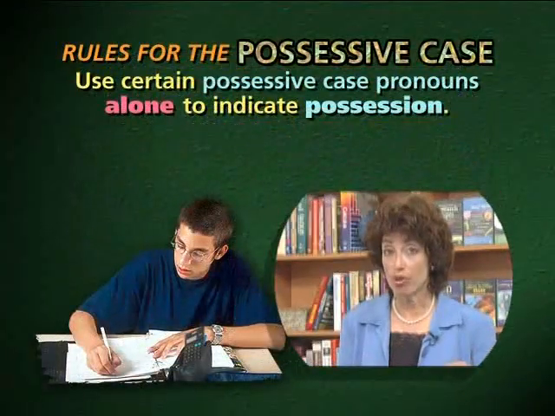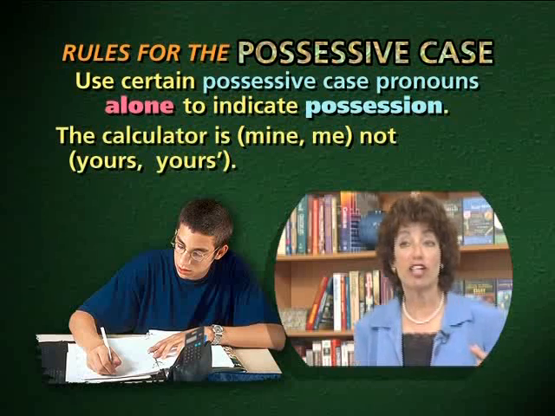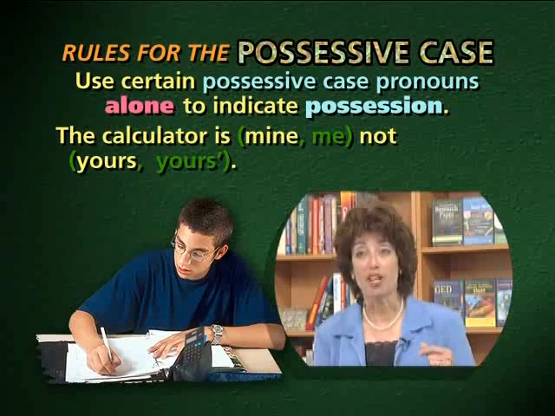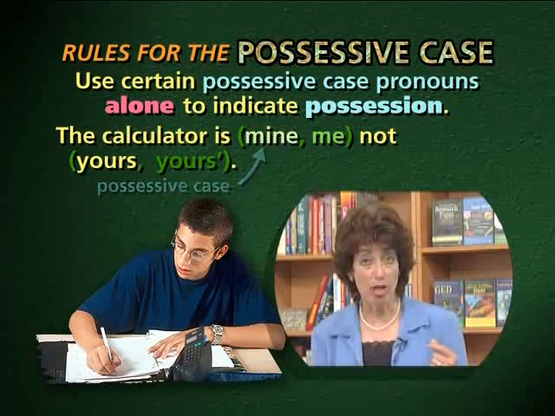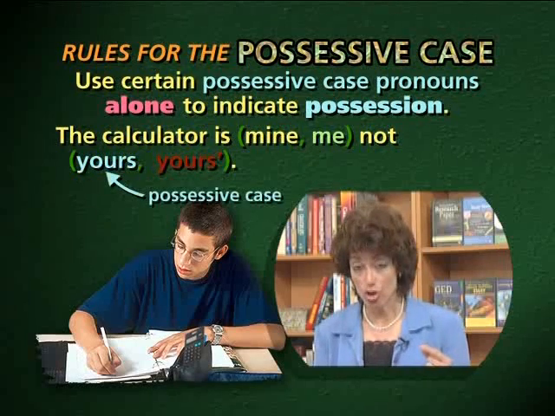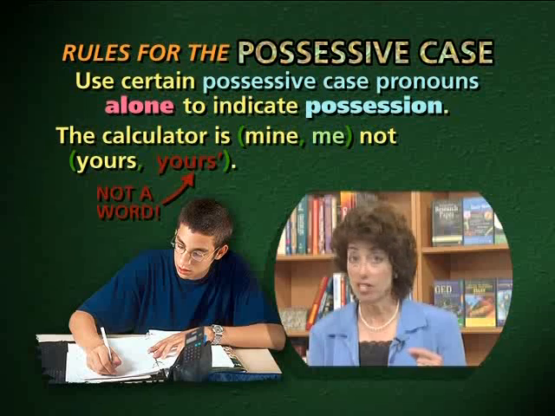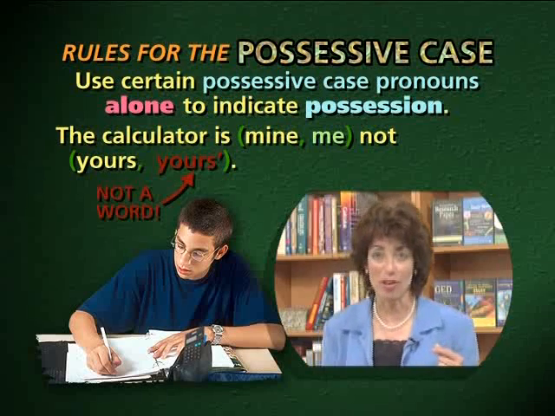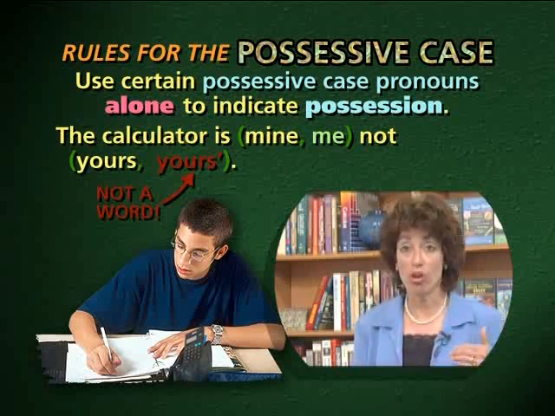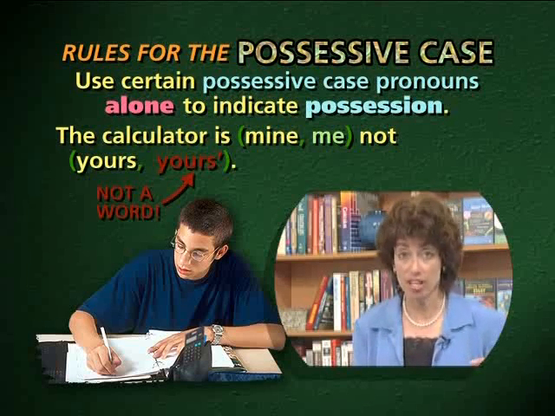We use certain possessive pronouns alone to indicate ownership or possession. So we might say the calculator is mine, not yours. Mine is the possessive pronoun, me is in the objective case. We've got yours and yours'. The first yours is a real word, it's the possessive case. The second one is not a word. I put that in just to trick you a little bit. There would be no apostrophe ever in the word yours, not after the s and not before the s. So you can eliminate that immediately because that's not even a word.